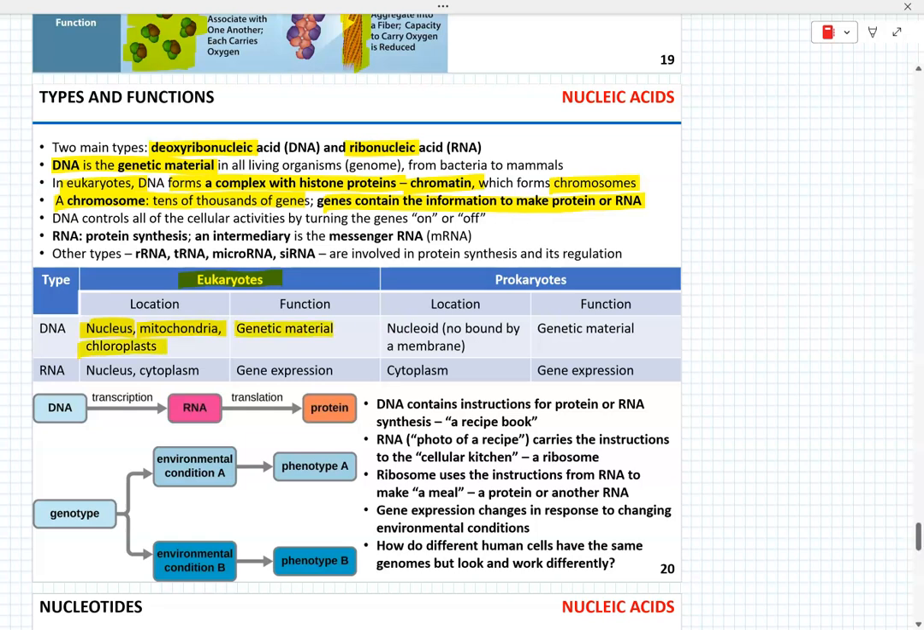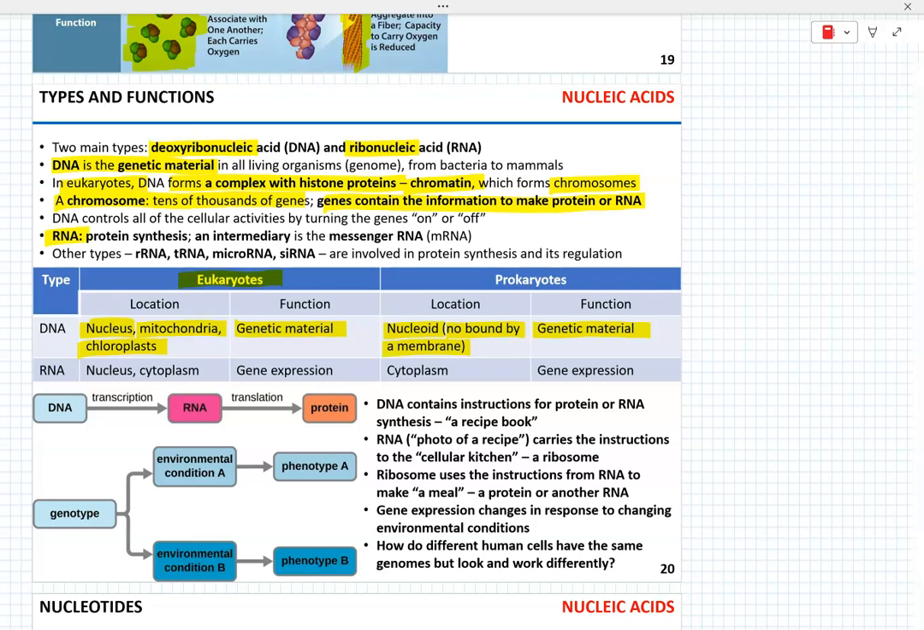As we mentioned, it functions as genetic material. In prokaryotes, DNA can be found in a nucleoid. Nucleoid basically is the DNA bound to special proteins, but there is no membrane that surrounds the nucleoid. It also functions as genetic material. You have to remember that DNA controls all the cellular activities, and it does so by turning the expression of the genes on or off. Another critical molecule here is RNA, or ribonucleic acid. It immediately controls protein synthesis.